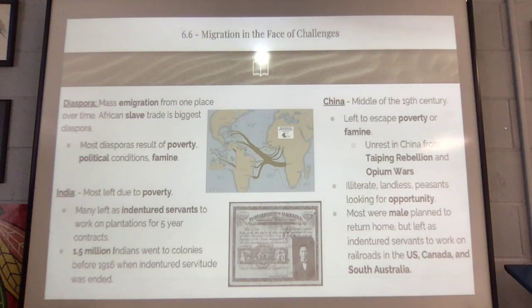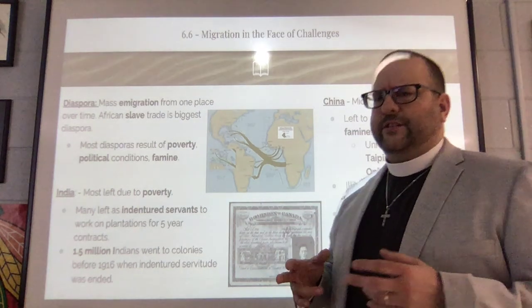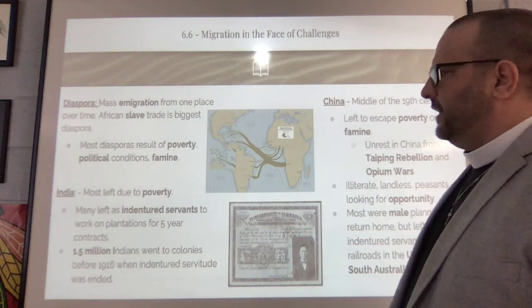Now we get to this. This is a concept known as the diaspora. The diaspora, and you can see it on this map, it looks a lot like the Atlantic slave trade, and guess what? It's exactly the same place. A diaspora comes from the word dispersion, a mass immigration from one place over time.